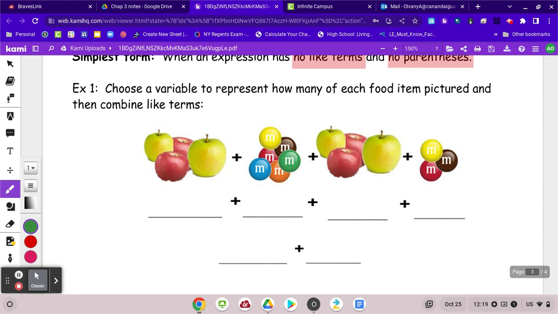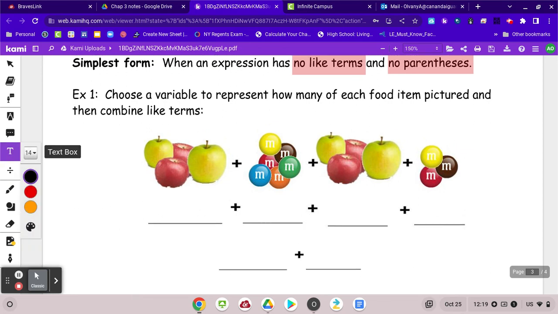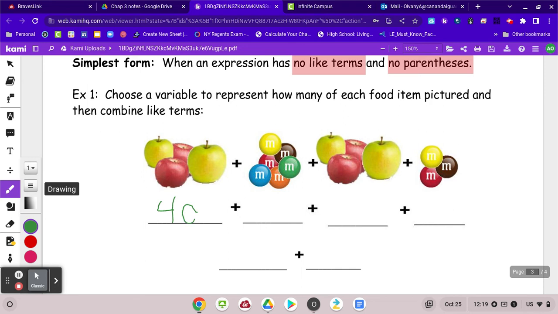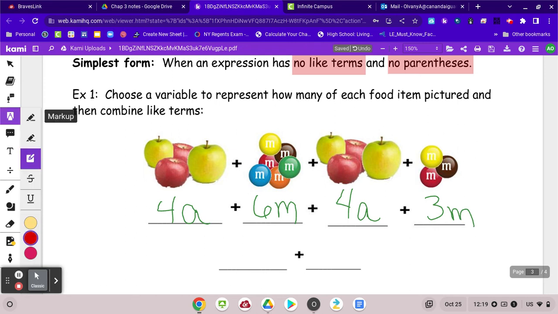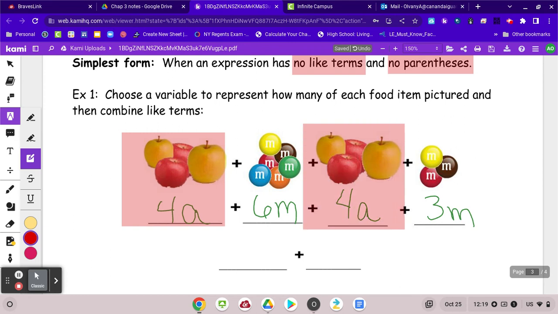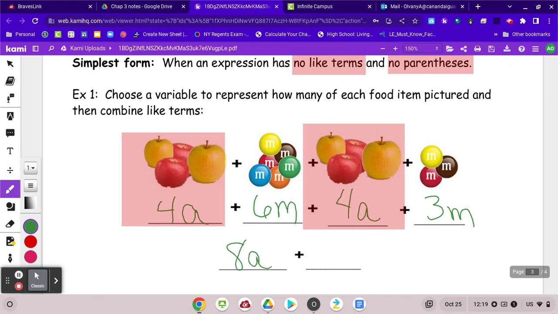I have here 4 apples. I'm going to call apples A. And I have 6 M&Ms. And I have another 4 apples. And then I have 3 M&Ms. This is not simplest form because they have things that are like. The apples and the apples are the same. They're like terms. So I'm going to put them together and say I have 8 apples.